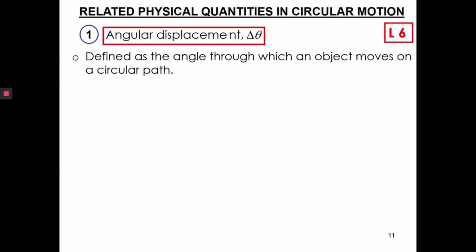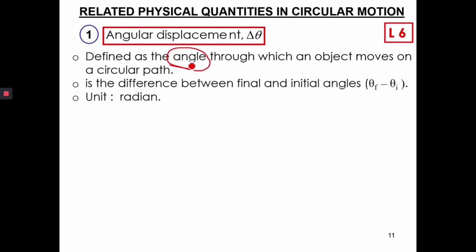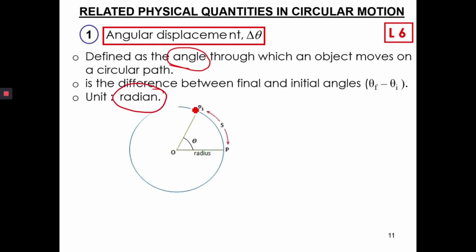Okay. First physical quantity that is related to circular motion is angular displacement. Angular displacement is the angle through which an object moves in a circular path. So for angular displacement, we are talking about angle, where the angle is calculated between the initial and final angles. The unit for angles in circular motion must be in terms of radian. So when you have theta given in degrees, you have to convert it into radian.